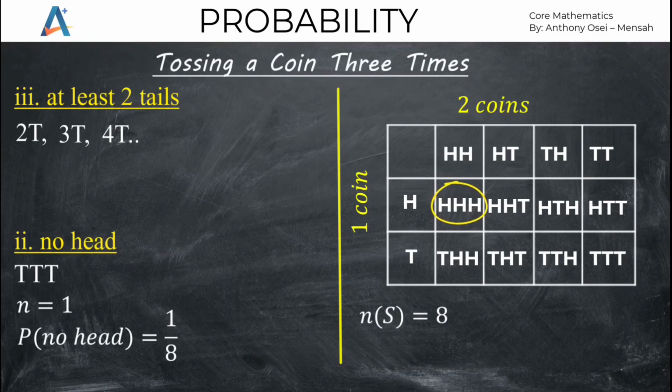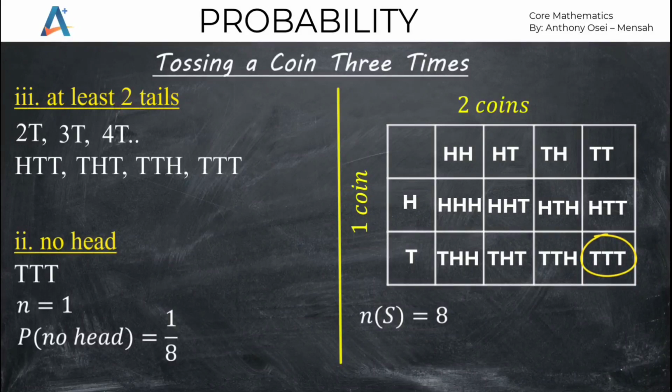Here is three heads, so it is not qualified. So we want tails rather, so three heads is disqualified. Two heads still disqualified, and then we have two heads still disqualified. Two tails qualified, so HTT is qualified. Then we have two heads, no. Two tails, THT, qualified. Two tails, TTH, qualified. And three tails, TTT. So one, two, three, four. We had the number to be four.